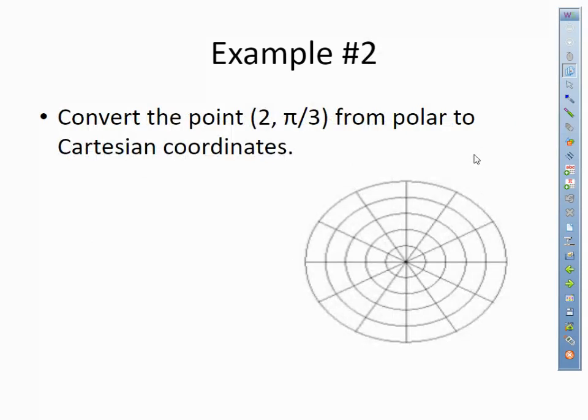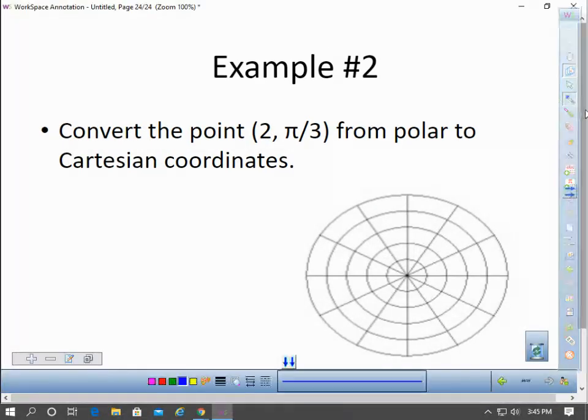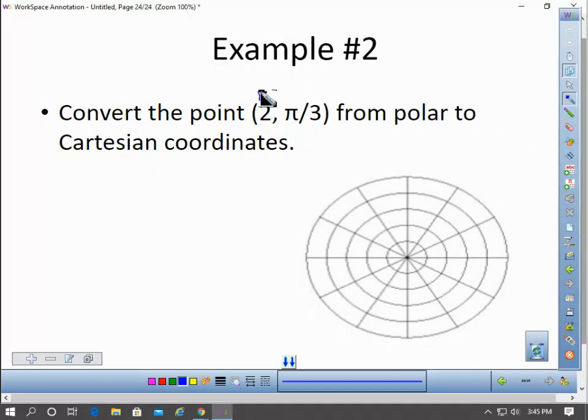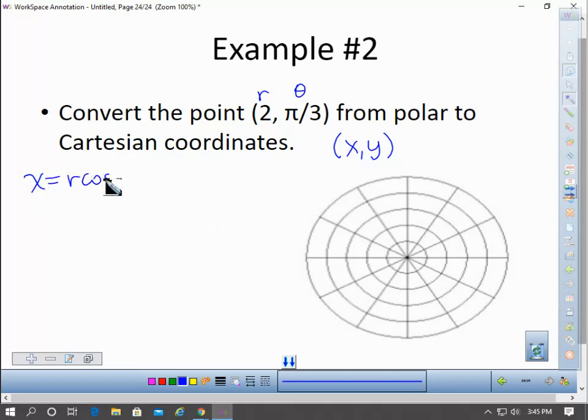On this one, I want to convert the point 2, pi over 3 from polar to Cartesian coordinates. Right now this is r and this is theta, because this is the polar coordinate. I want the Cartesian coordinates, so I want my x, comma, my y. The way to do that, I know my x is r cosine theta and my y coordinate is r sine theta. So all I've got to do is fill them in and work it out.